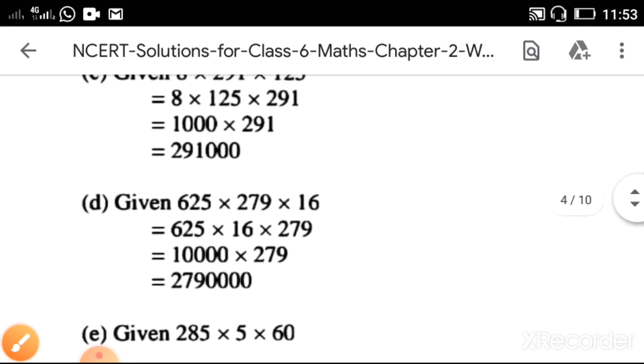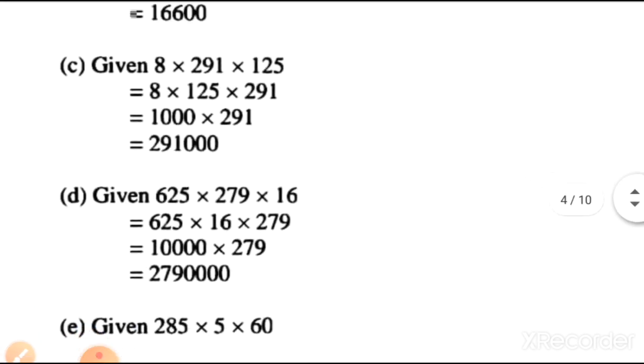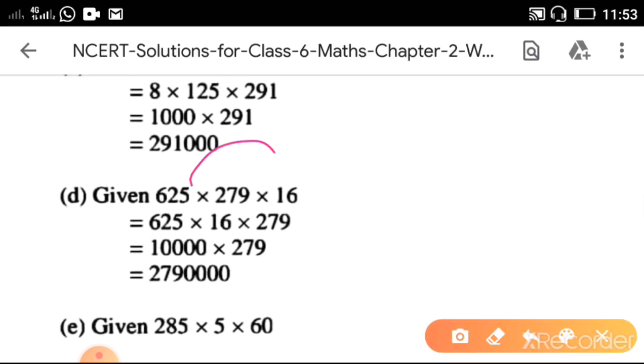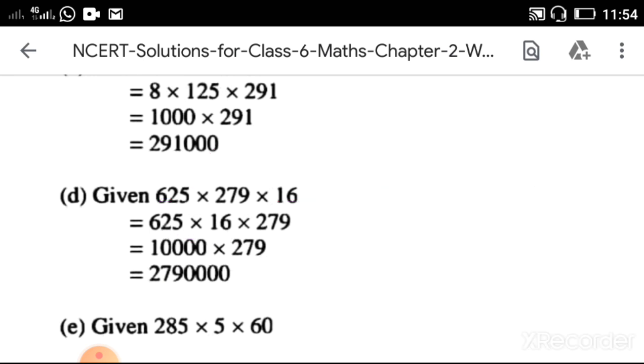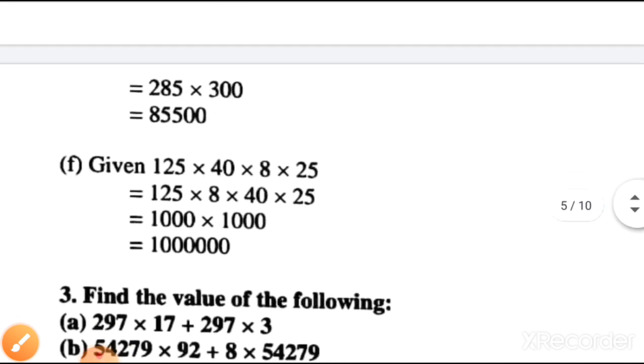D, 16 into 625. Here 5 into 6, multiplication of unit place of this first and last number, you will get unit place 0 because multiplication is 30. So here you will get unit place 0. It means you will get the number 10,000 after multiplication of 625 and 16, and 10,000 into 279, that is 27,90,000.